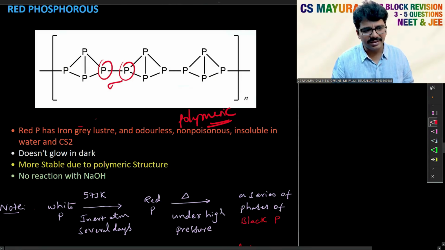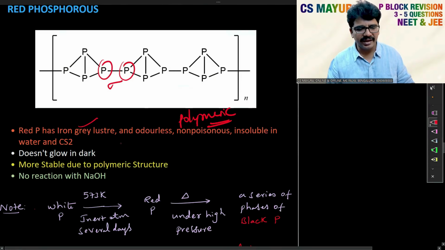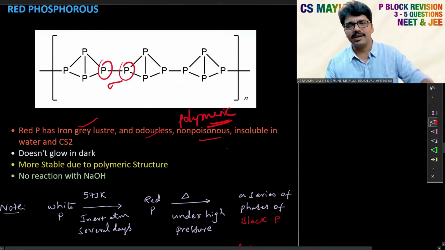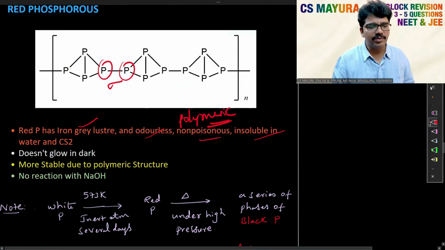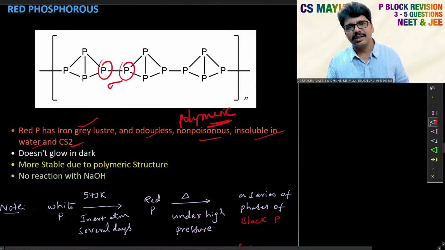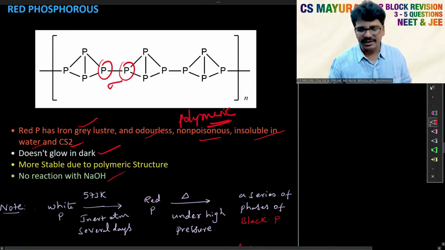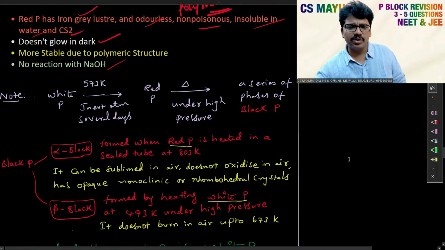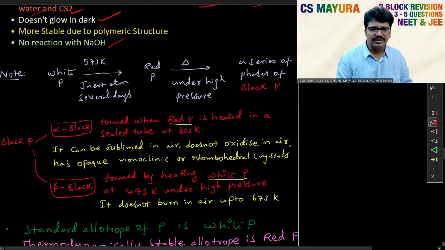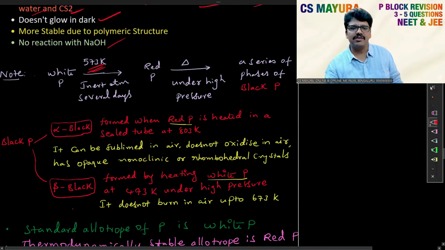This red phosphorus has an iron gray luster. Iron gray luster means the shining property is there. No odor, non-poisonous. White phosphorus is poisonous, red phosphorus is non-poisonous. It is insoluble in water and carbon disulfide. Because of its polymeric structure, it is insoluble in water and insoluble in carbon disulfide. It does not glow in the dark because there is no reaction with oxygen. So no reaction with NaOH. Next, a very important point: when white phosphorus is heated at 573 Kelvin, red phosphorus is formed.